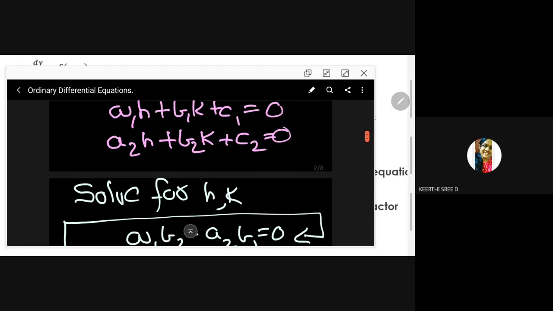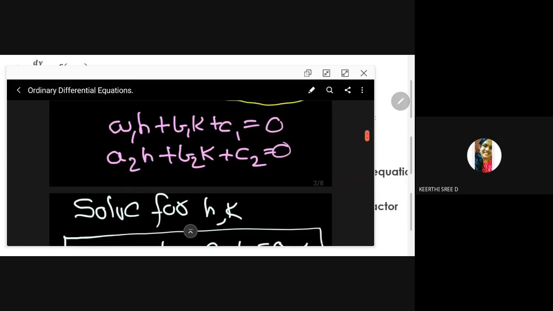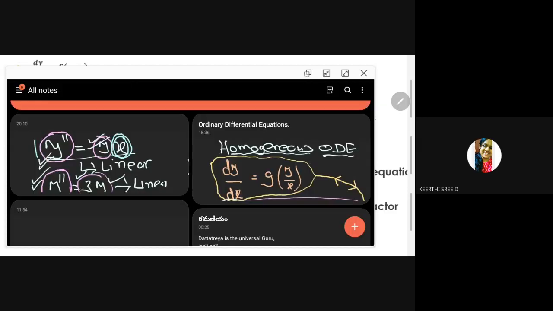But there is an issue here. The determinant of this one, what is the determinant of this one? Because you need to connect to our earlier linear algebra also, it is easy for you.